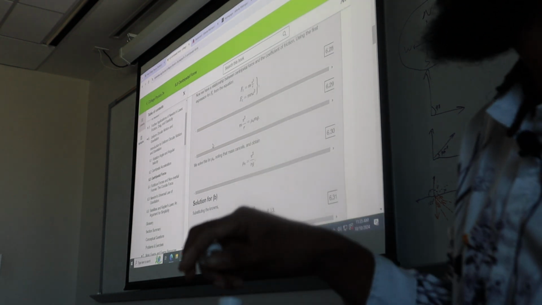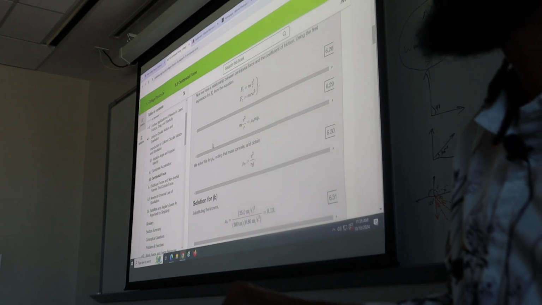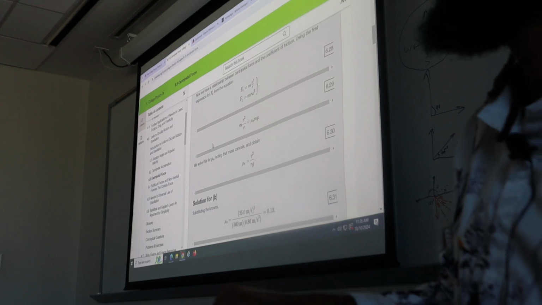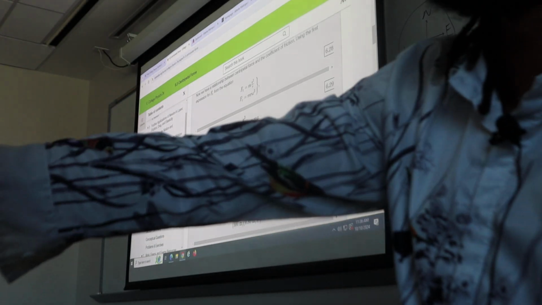Because a lot of us want to be physicians, and we need this class. So we want to actually understand what we're doing. It's not like a bird class, where we just want to get through. We want to understand what this is.